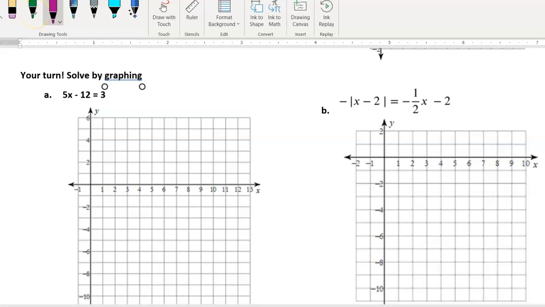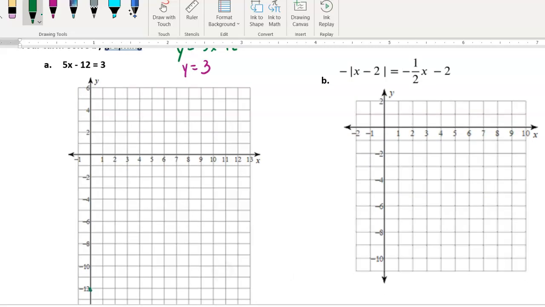All right, so let's see if you did this first one correctly. So first off, we're going to have two equations, one for y equals 5x minus 12. And the other one is just y equals 3. Let's start with the 5x minus 12. 5x minus 12 means we have a y-intercept at negative 12, which is way down here.